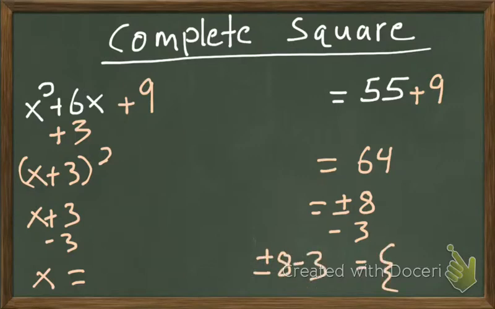And we can get a full answer. Let's just get that. So 8 minus 3 is 5. Negative 8 minus 3 is negative 11. So those are our 2 answers right here. Okay, that was completing the square.